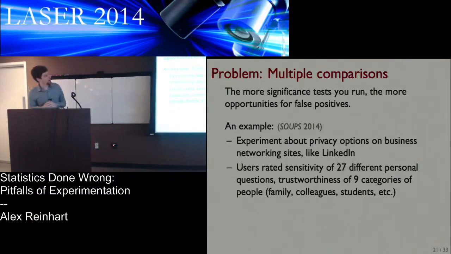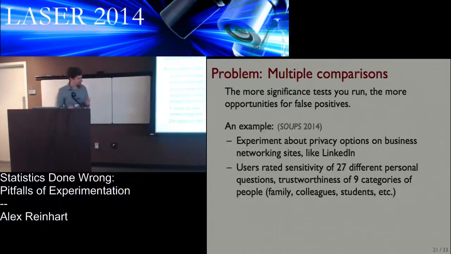And then they had 9 categories of people who might be users on a business networking site like LinkedIn. And they said, for each of these categories of people, how trustworthy do you think they are? How much do you trust your colleagues or your family or so on? Because maybe that influences who you want to share with on a networking website.